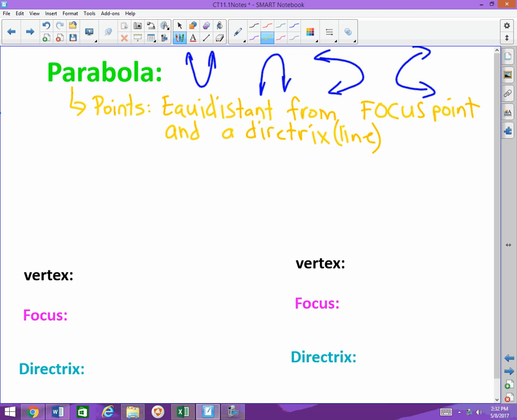So, for example, on one of these, the focus point is on the inside of it, and then the directrix line would be there, where the distance from here to there is the same as the distance from there to there, no matter where you're at on the parabola. So my drawing isn't very accurate right now. So there's the focus. The directrix would be somewhere up there. On this one, your focus would be in here, and your directrix would be right there, where this and that are equidistant.